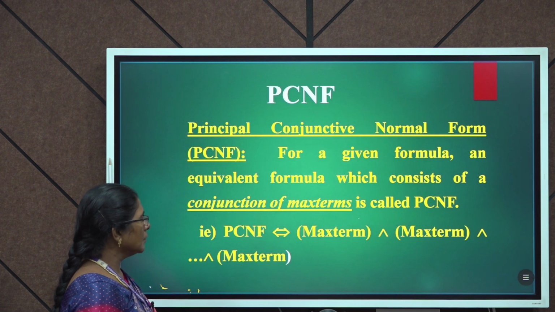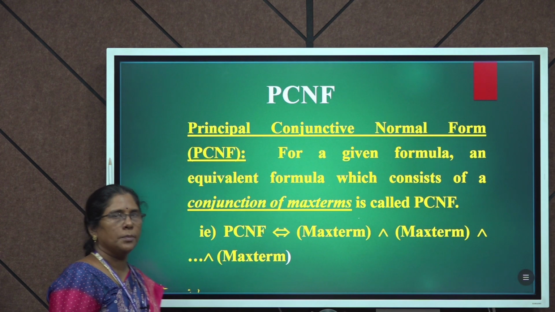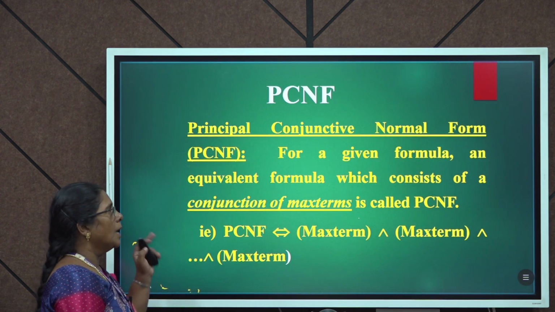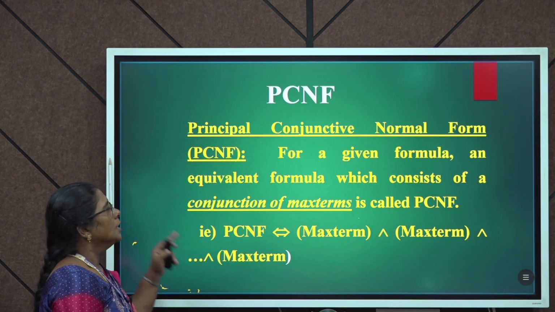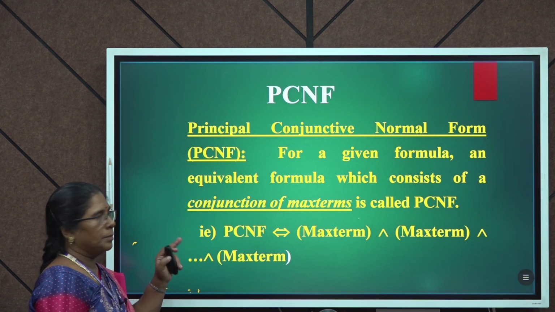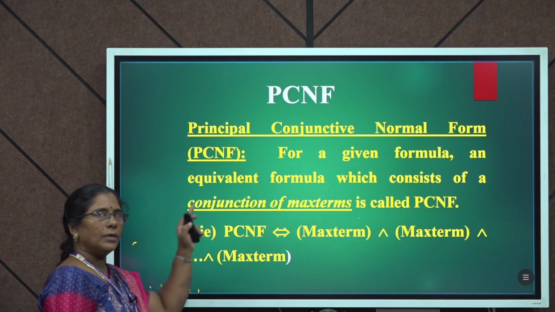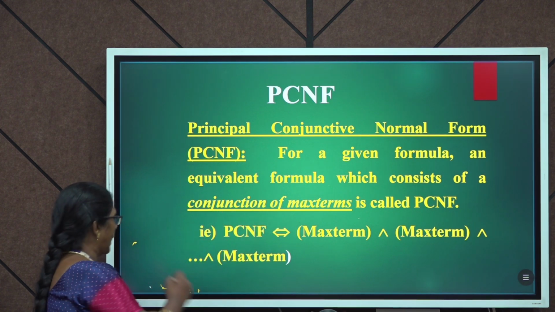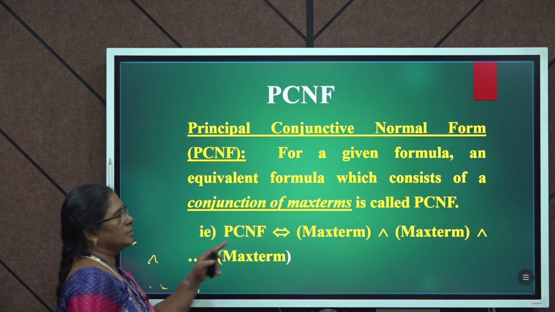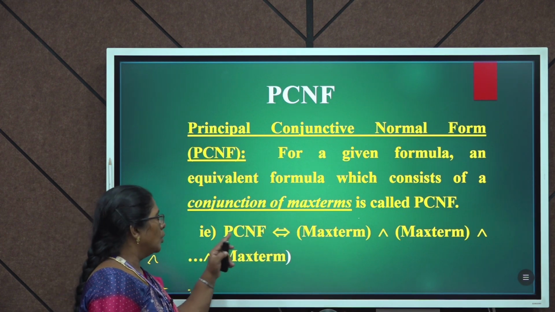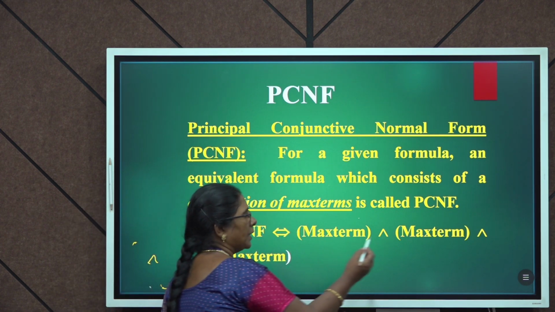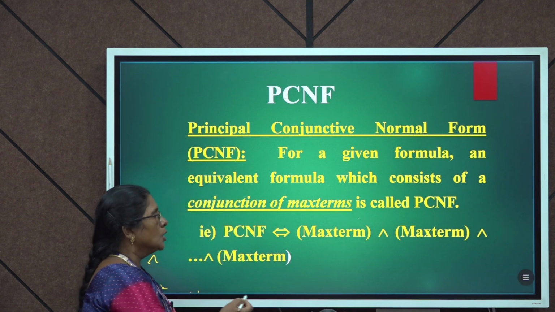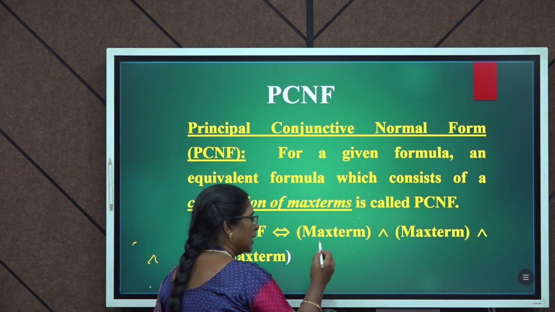Now let's come to the concept of PCNF. What is PCNF? Principal conjunctive normal form. It is nothing but, for a given formula, an equivalent formula which consists of the conjunction of, what is conjunction? Cap. So a conjunction of maxterms is called PCNF. So PCNF is nothing but maxterm, cap, maxterm, cap, maxterm. So what is maxterm? Maxterm will contain cap.